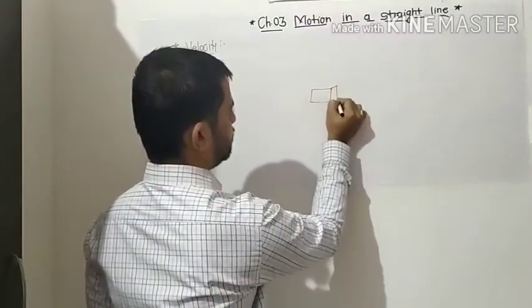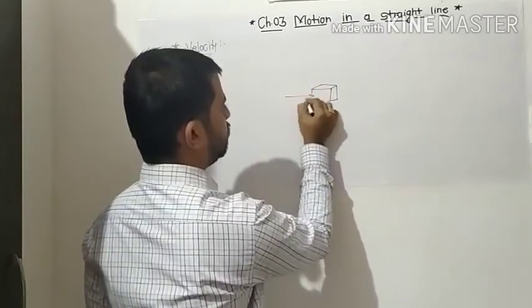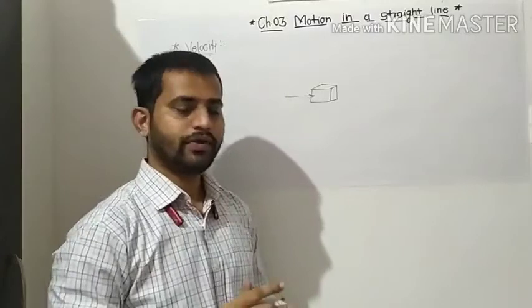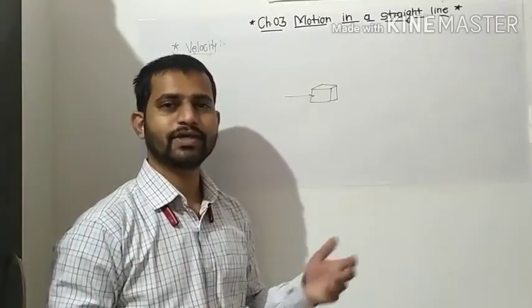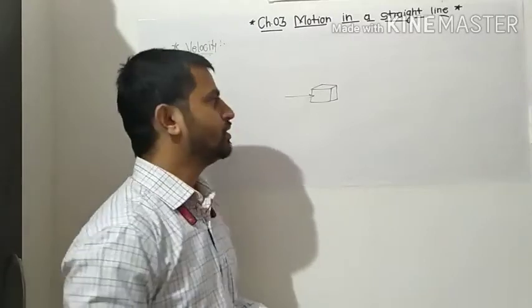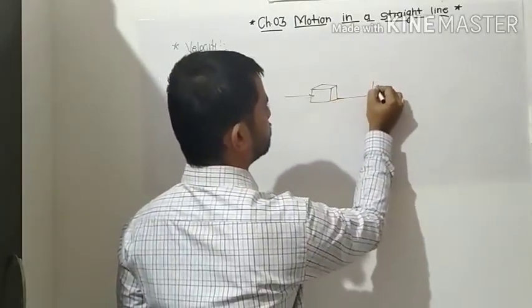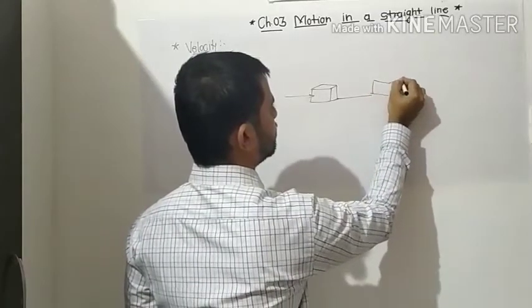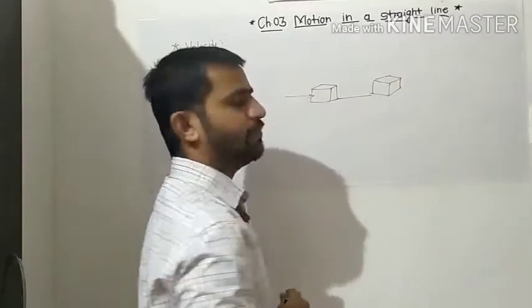Okay, here is one object, and if I apply some force on this object, then it will get displaced by some amount, by some length. Suppose it gets displaced from this position to this position. Then what will happen there?